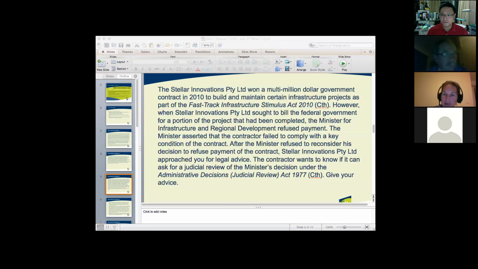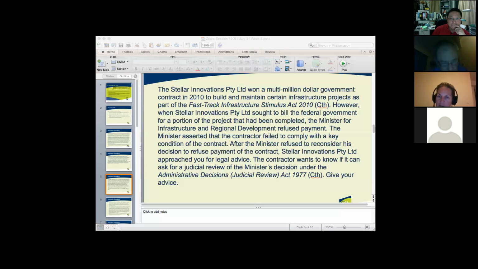Stellar Innovations Proprietary Limited won a multi-million-dollar government contract in 2010 to build and maintain certain infrastructure projects as part of the Fast Track Infrastructure Stimulus Act 2010, Commonwealth. However, when Stellar Innovations sought to bill the federal government for a portion of the project that had been completed, the Minister for Infrastructure and Regional Development refused payment. The Minister asserted that the contractor failed to comply with the key condition of the contract.